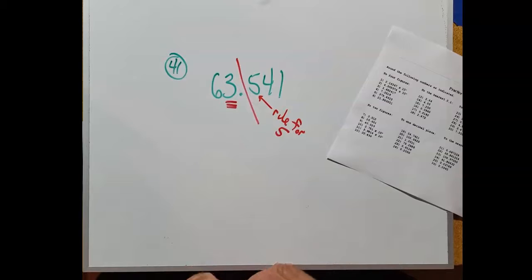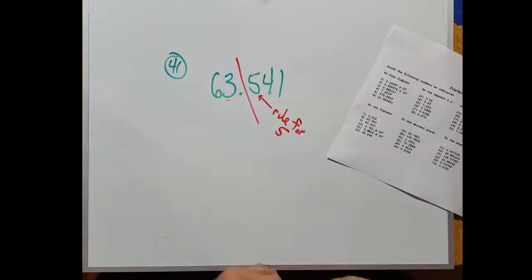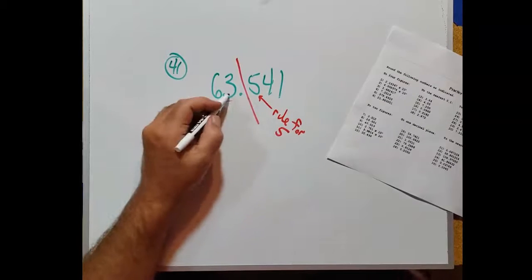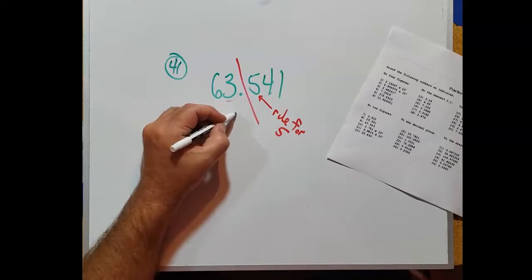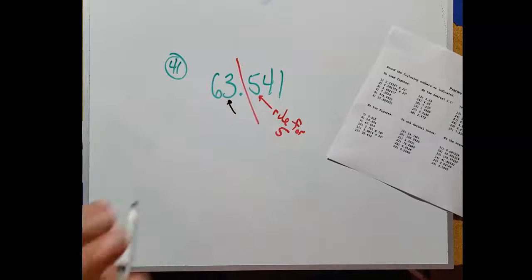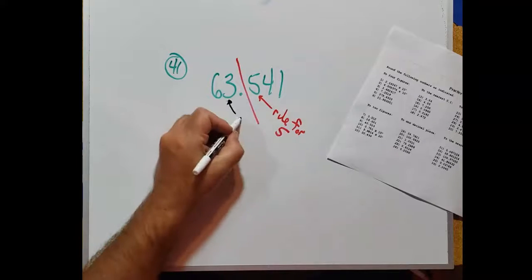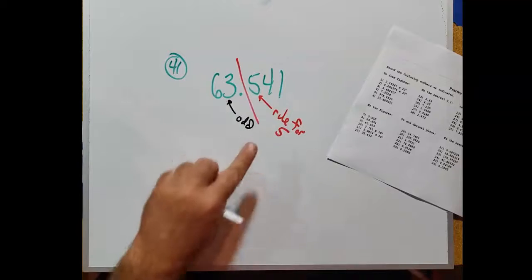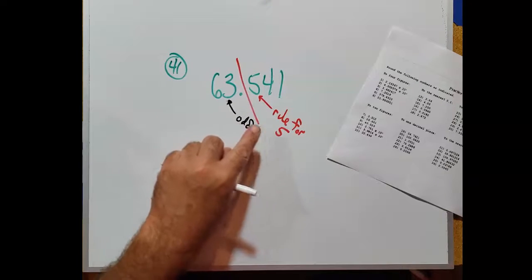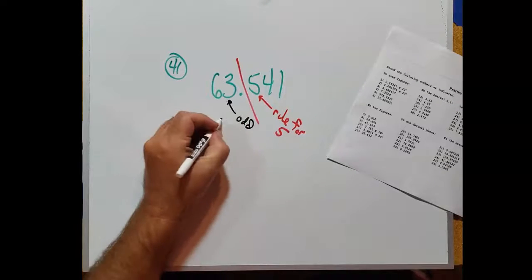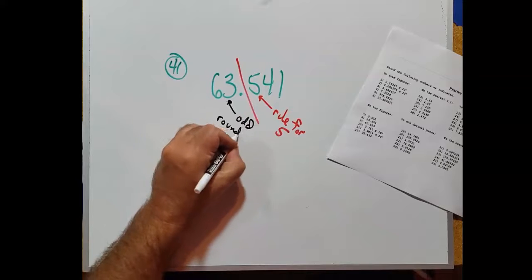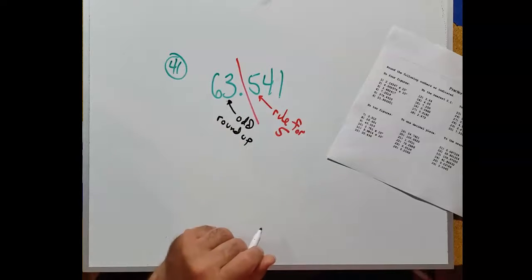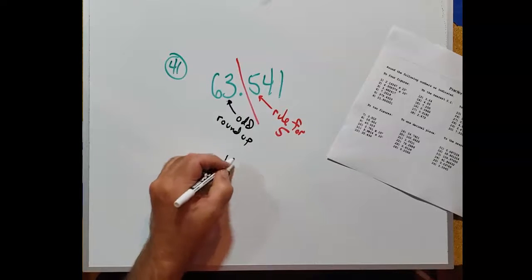What is the rule for 5? The rule for 5 says, look at the number in front of the 5, in this case the 3, and ask ourselves, even or odd? Is it even or is it odd? In this case, it's odd. What is the rule for 5 when the number out front is odd? It is to round up. So we would end up with a 64.